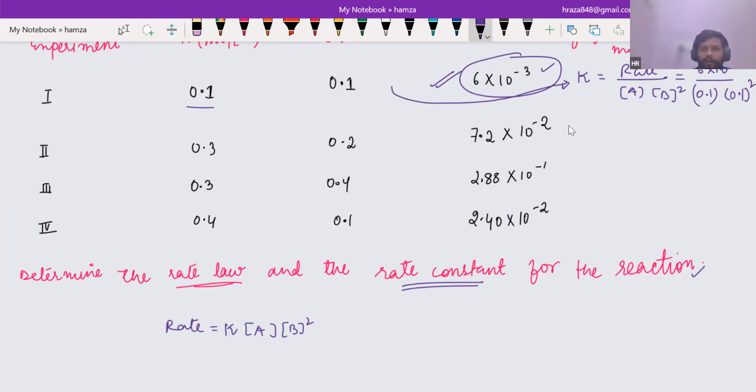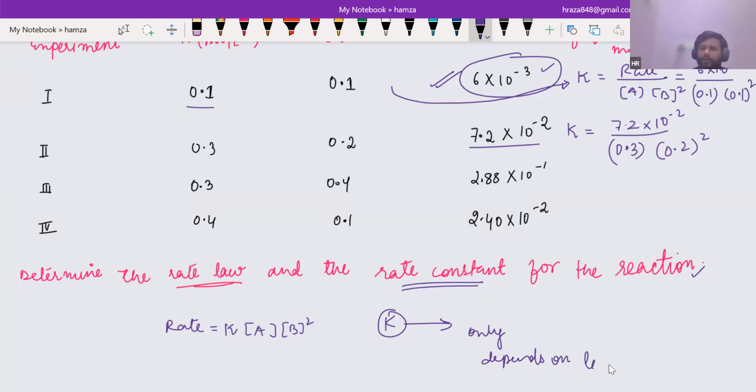Again, the same you can do for this. K is equal to rate, which has a value of 7.2 into 10 raised to the power minus 2, upon A which has a concentration 0.3 and B which has a concentration 0.2 square. Got it? The second question of this part, that is rate constant, can be defined in this way. Is that clear? And as you know, this rate constant only depends on temperature. So if you calculate the rate constant, it will be the same for each experiment.